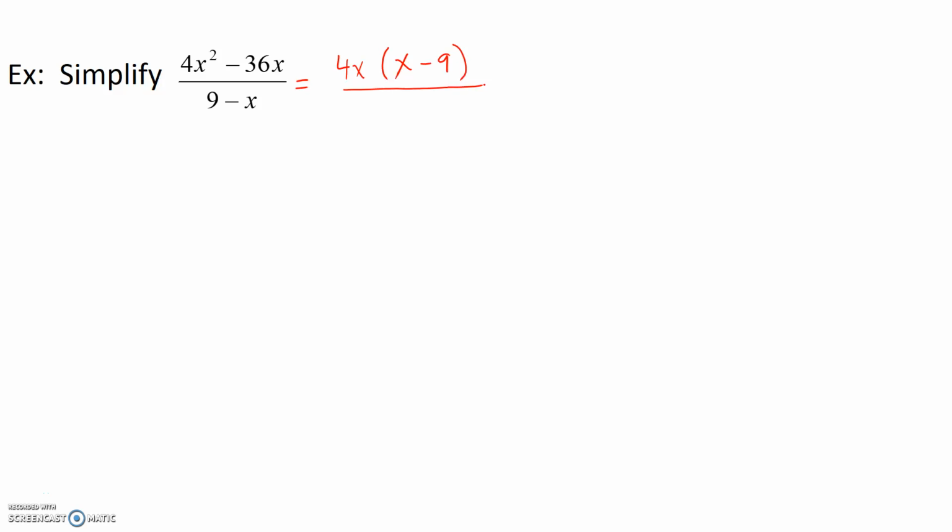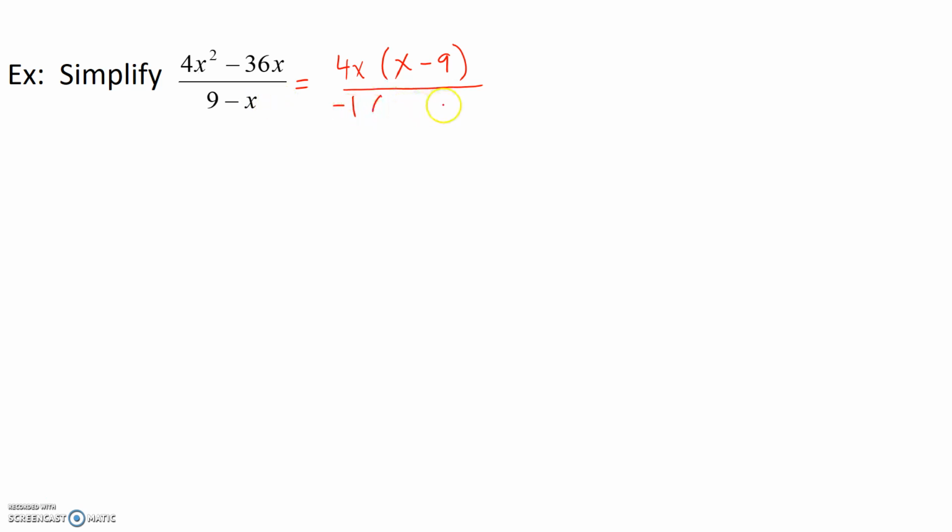Now on the denominator, we have 9 minus x. Remember that we always want the leading coefficient to be positive. So in this case, we want this x to be a positive x. For that to happen, we're going to use a little trick. We're going to factor out a negative 1 from the denominator. Just like on the numerator, I factored out a 4x. That was my greatest common factor, so I wrote the 4x on the outside. I'm going to do the exact same thing, except now I want to factor out a negative 1 in order to make that x positive. So I write the negative 1.